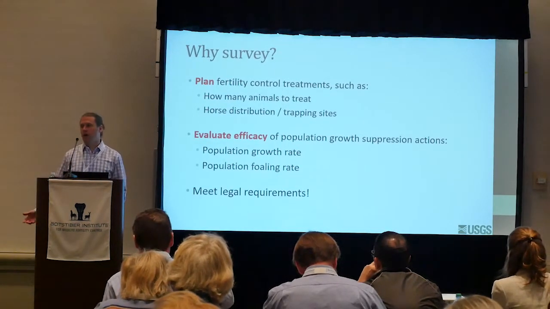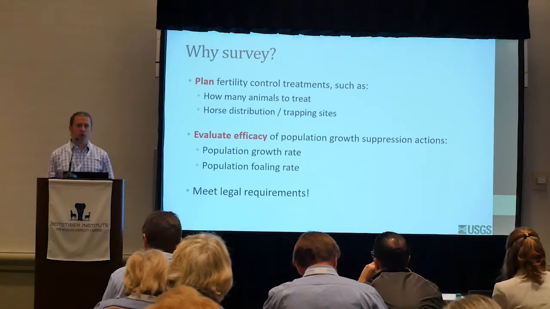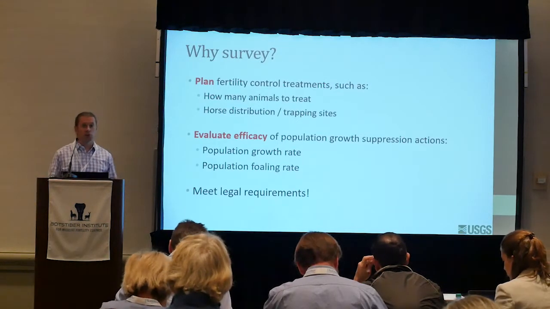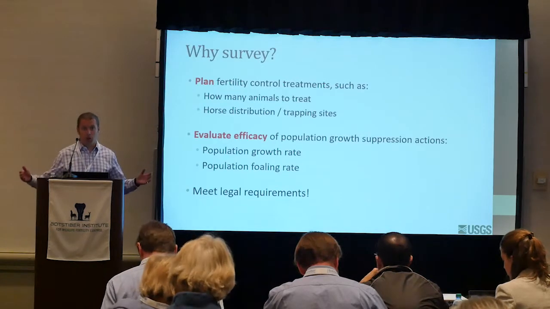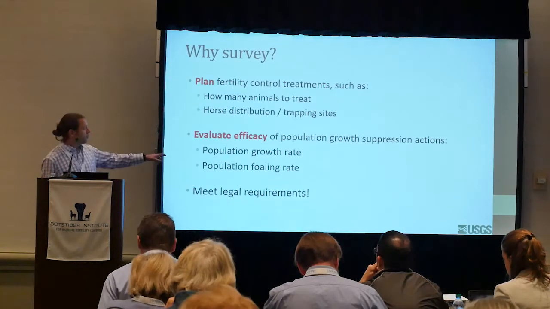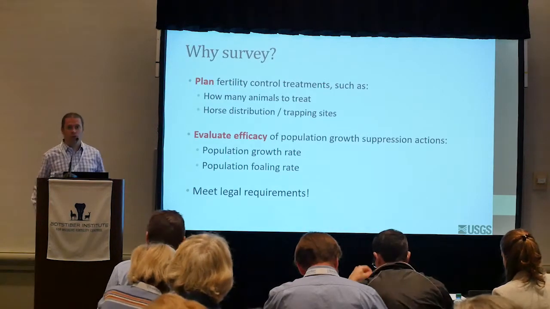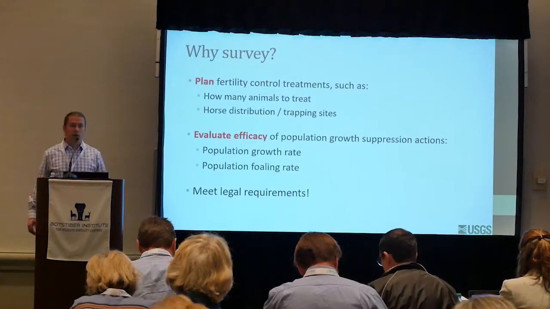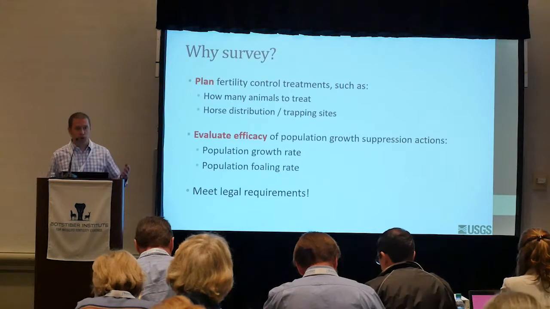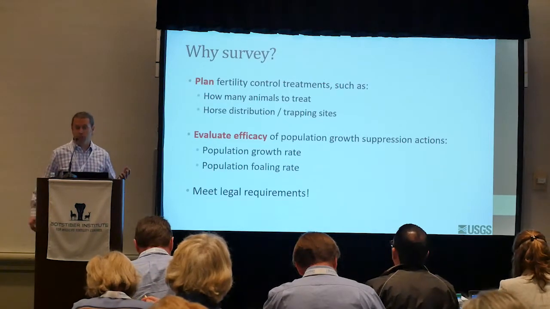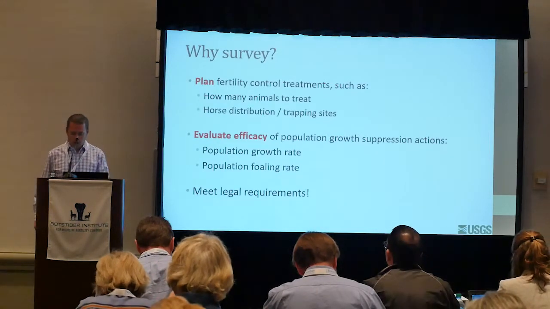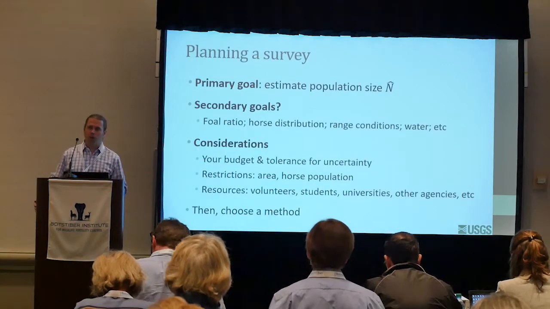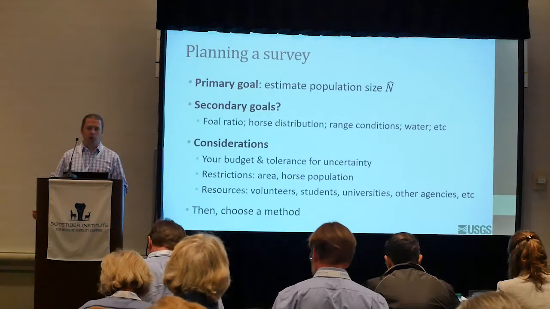You also want to evaluate the efficacy. So you do a fertility control treatment. You don't want to just find out what happened to the animals you've treated. You want to find out, did this control population growth? So you need to look at growth rates and foaling rates for the population as a whole, and you need to do surveys to figure that out. And of course, if you're BLM or Park Service or Forest Service, you often have legal requirements to survey also.